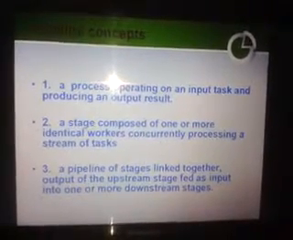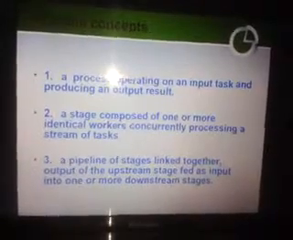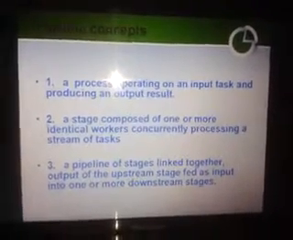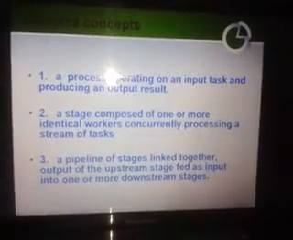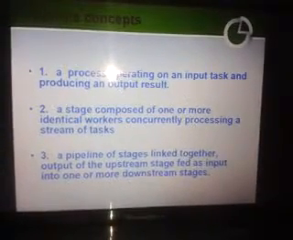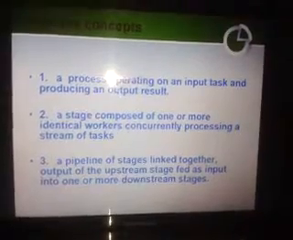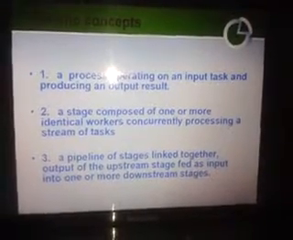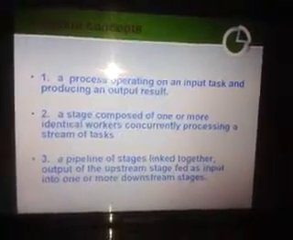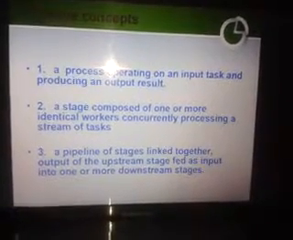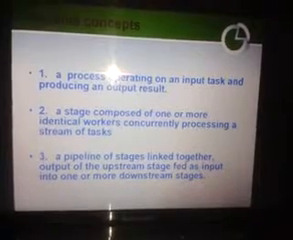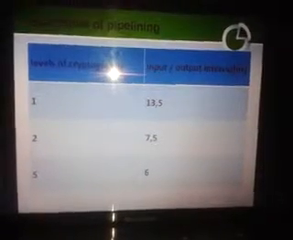Let's see something about the pipelining concept. What is the concept of pipelining on which we are working? First, a process operating on an input task and producing an output result. Second, a stage composed of 1 or more identical workers concurrently processing a stream of tasks. Third, a pipeline of stages linked together, where the output of the upstream stage is fed as input into 1 or more downstream stages.